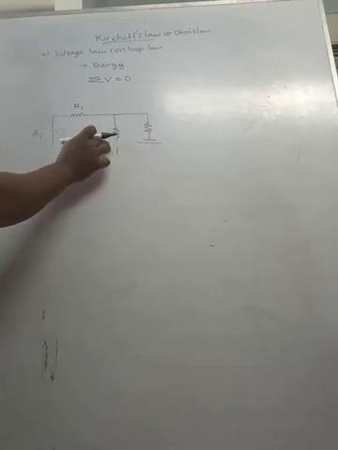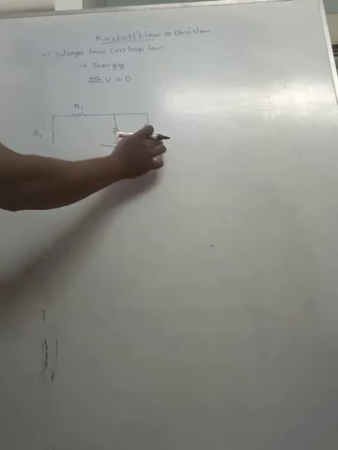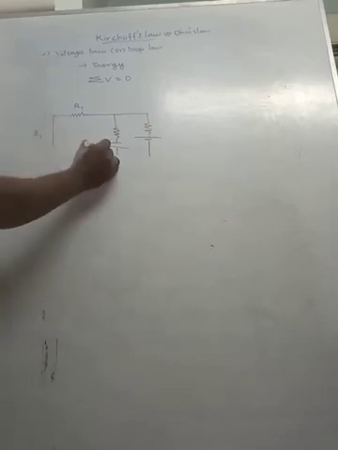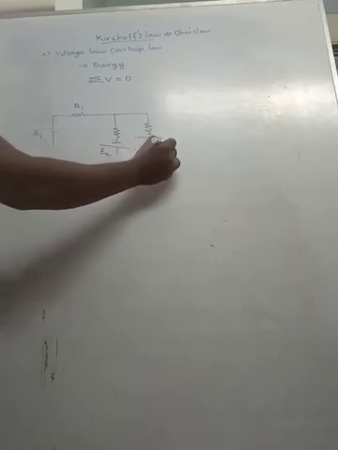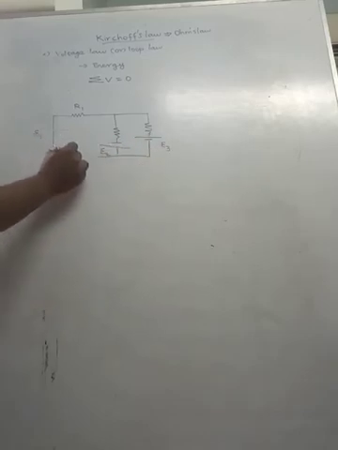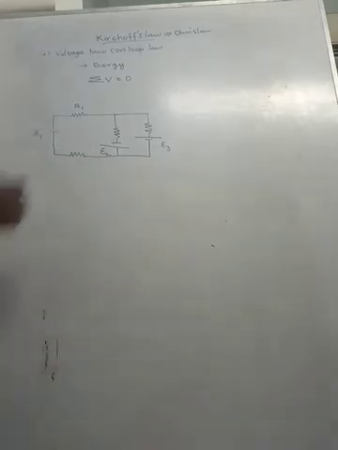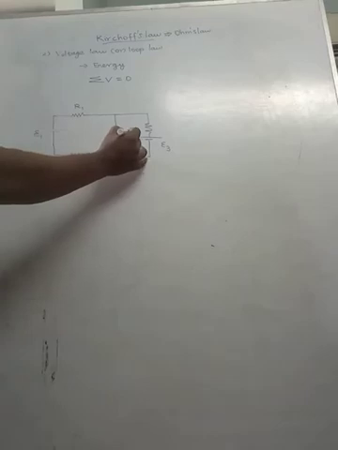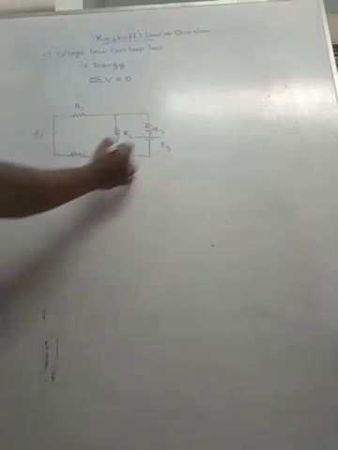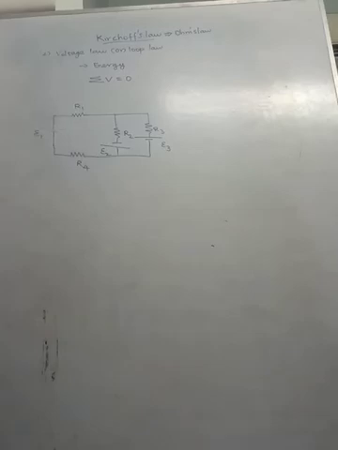You consider this as the negative and this as the positive terminal. Here this will be the positive and this is the negative. This EMF is E1, this you take as E2, and here the EMF is E3, and this is connected with another resistor. Let me take this resistor as R1, this is R2, this is R3, and this is R4.